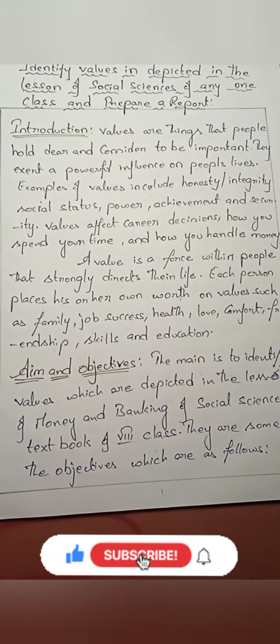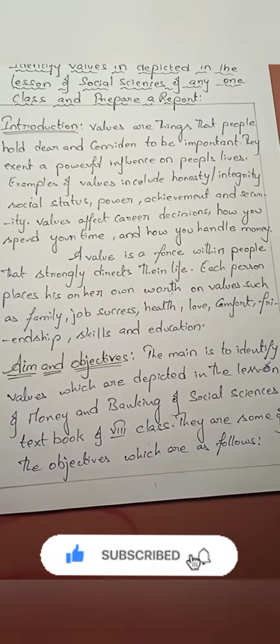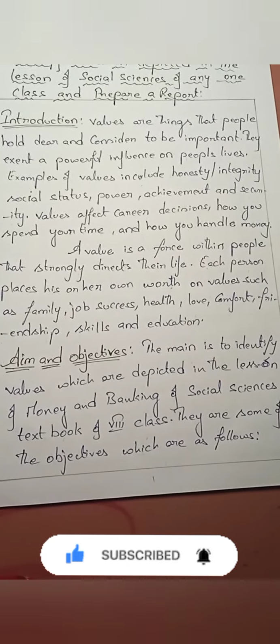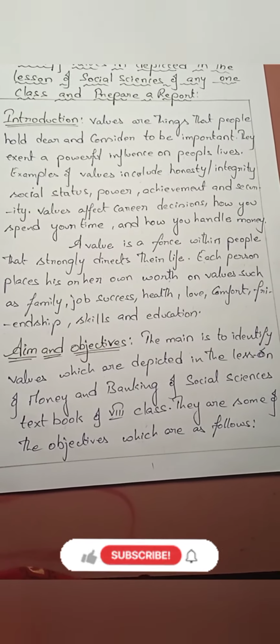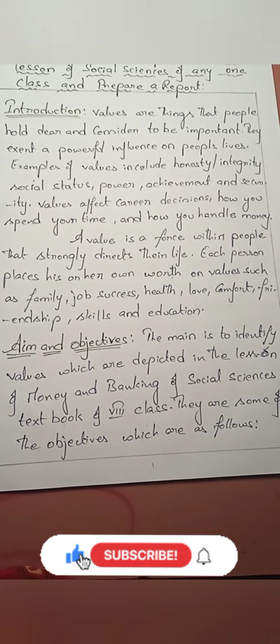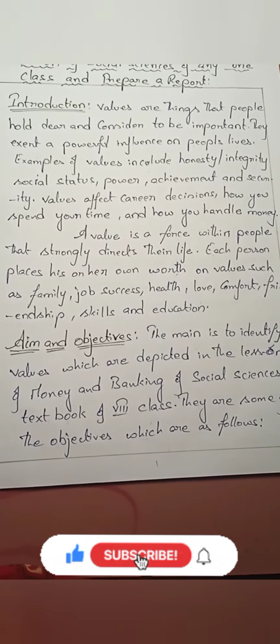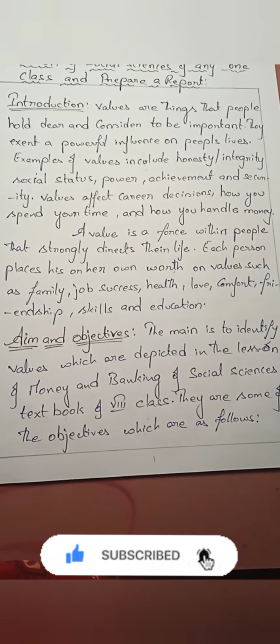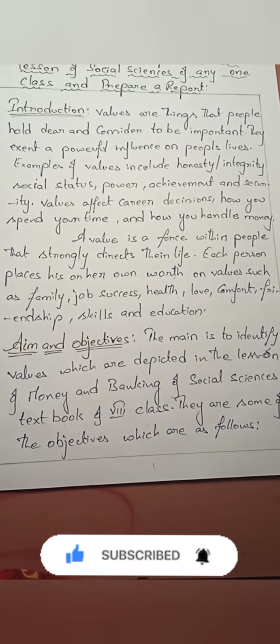Introduction. Values are things that people hold dear and consider to be important. They exert a powerful influence on people's lives. Examples of values include honesty, integrity, social status, power, achievement, and security. Values affect career decisions, how you spend your time, and how you handle money.